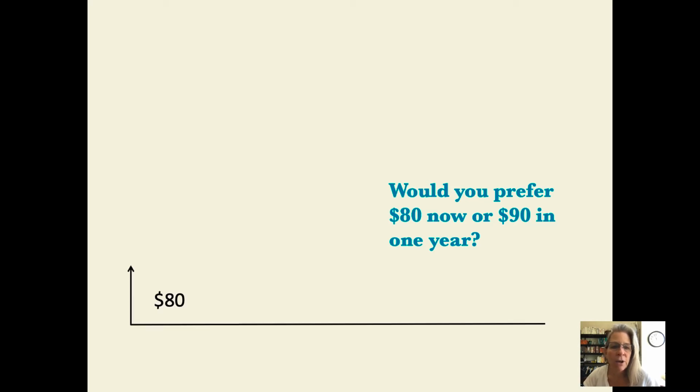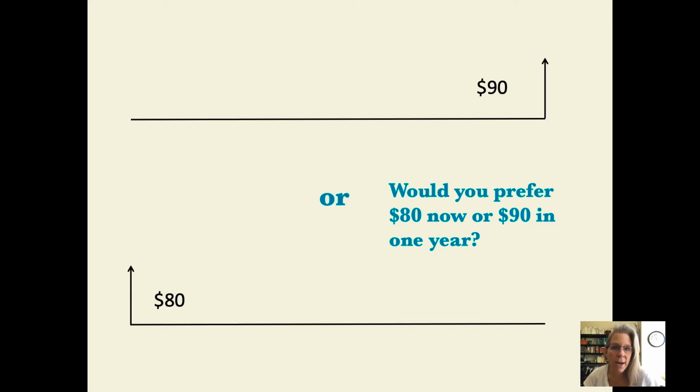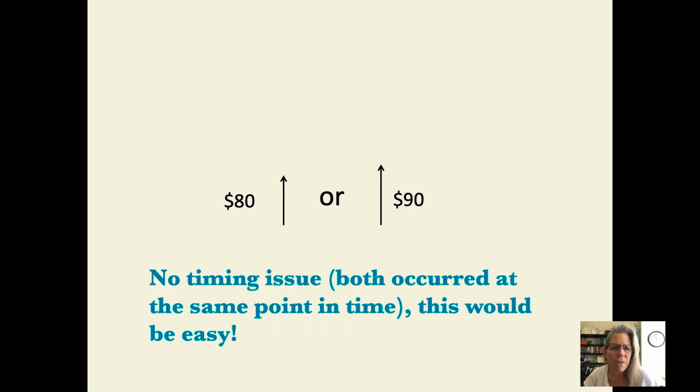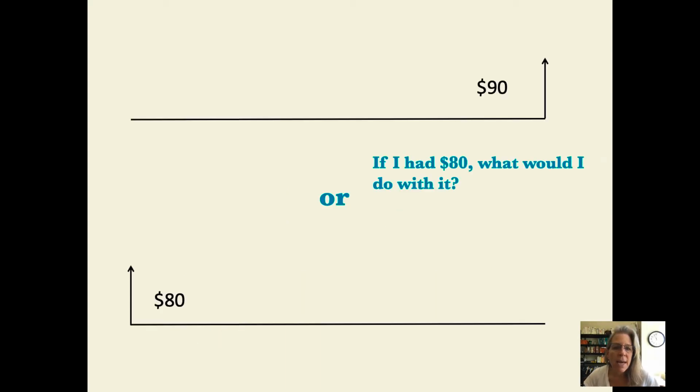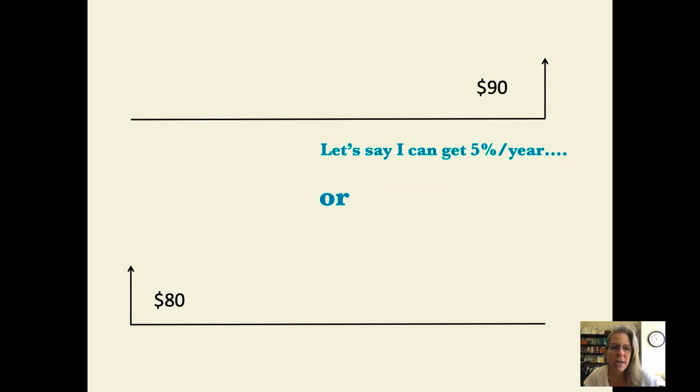This is what this looks like in the cash flow, $80 now or $90 in 1 year. Now, if these had occurred at the same period of time, it would actually be quite easy. We would just say, well, we prefer $90 over $80 because it's bigger. But in this case, because it doesn't occur in the same period of time, the question we need to ask is, if I had $80, what would I do with it? Let's just say that we would put it in the bank and we'd earn i% interest. In this case, I'm just going to assume a 5% interest.